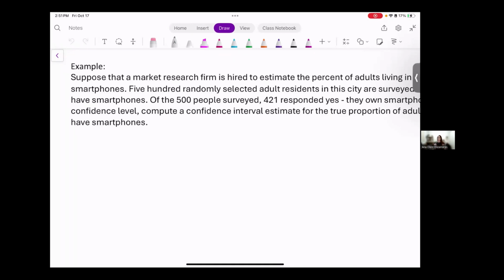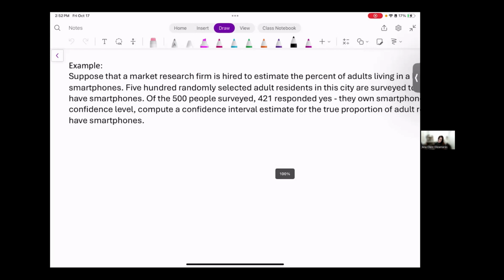It's very hard to collect data about an entire population. And so this is what we do. We sample and we generalize. Now, in the next couple of videos, we're going to talk about the conditions we should be checking. This is strictly going to be the calculation of the confidence interval and the interpretation.